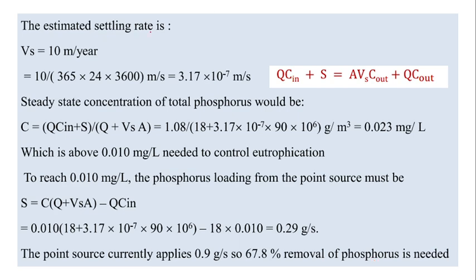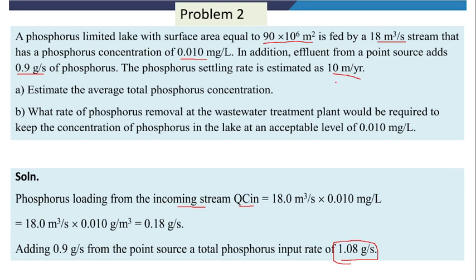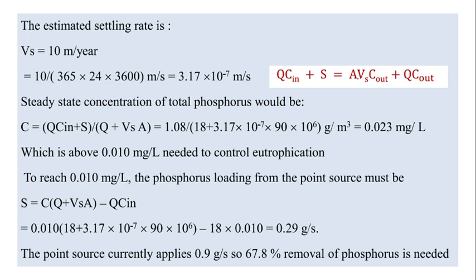So what is the estimated settling rate? It is already given. The settling rate is 10 meter per year. It is given in years, so we are converting it to seconds by multiplying 365 into 24 into 3600: 365 days, 24 hours, 60 minutes, 60 seconds. So the Vs is 3.17 into 10 power minus 7 in the unit of meter per second.